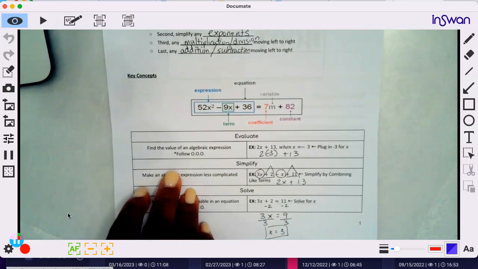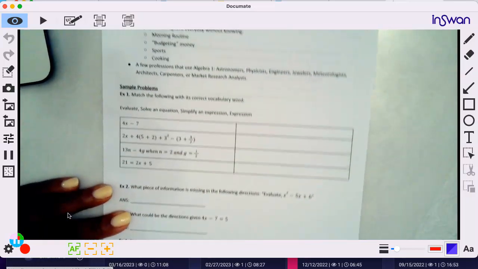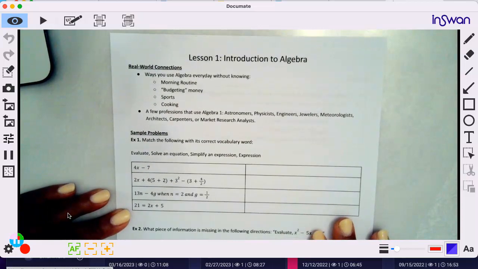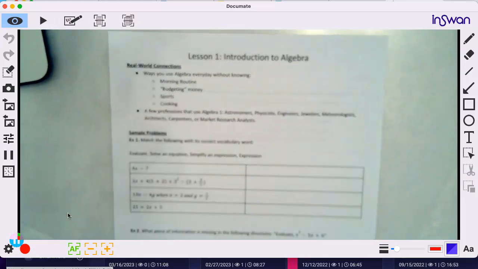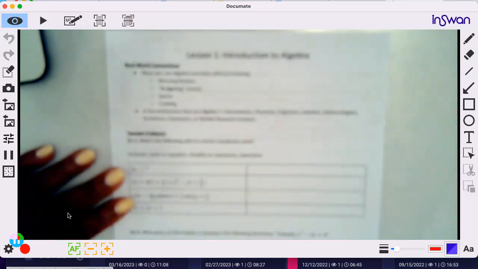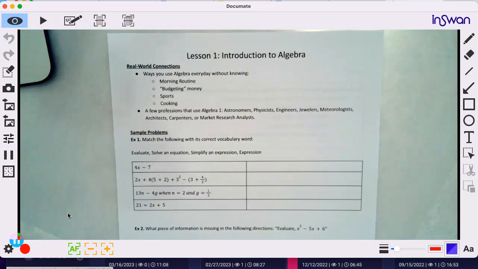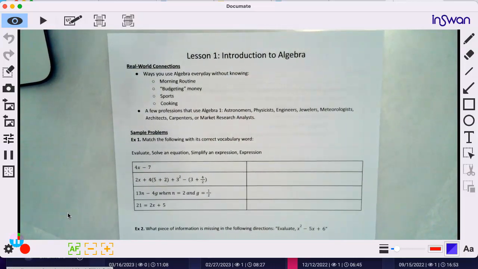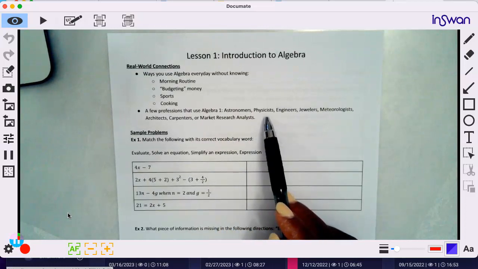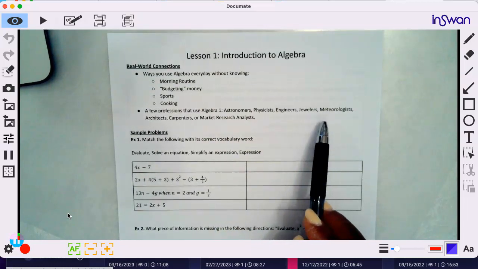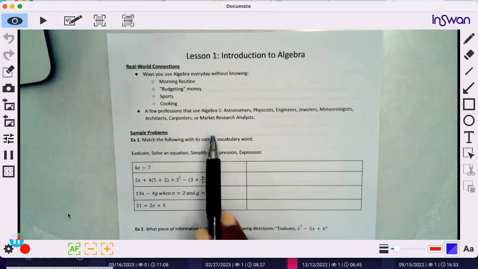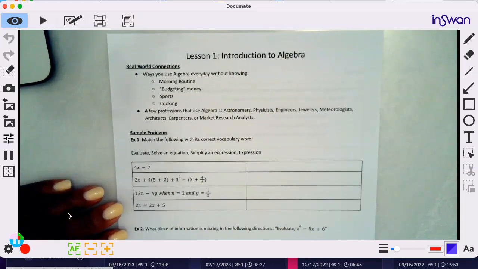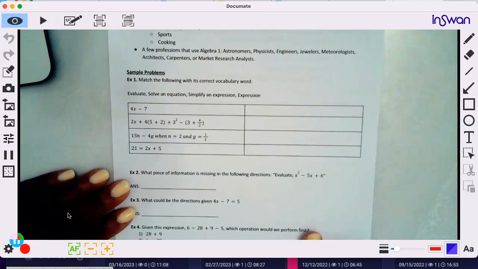Now we're going to switch over to page 2. And we have more real world connections. You use algebra every day without knowing it: your morning routine, you can budget your money, in sports as well as cooking. A few professions that use Algebra 1 are astronomers, physicists, engineers, jewelers, meteorologists, architects, carpenters, and in market research analysis. So let's start with our first sample problem.